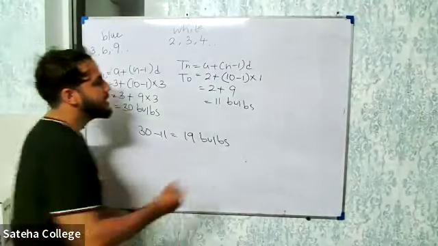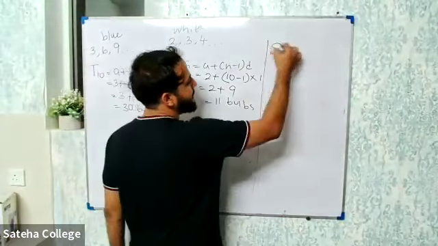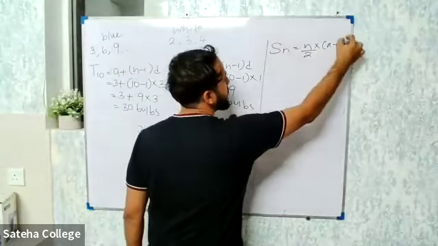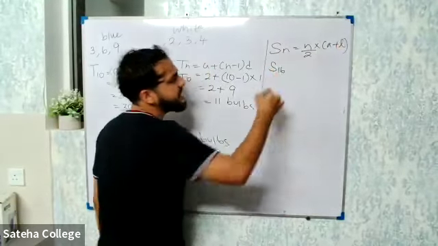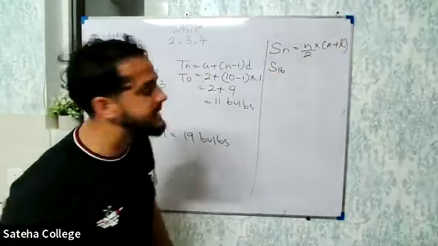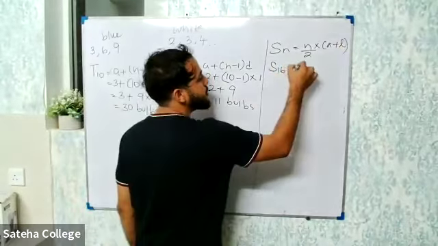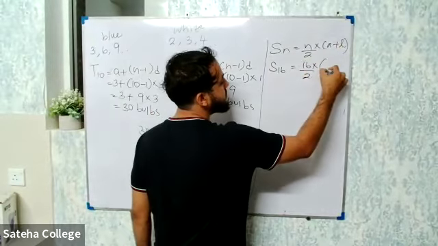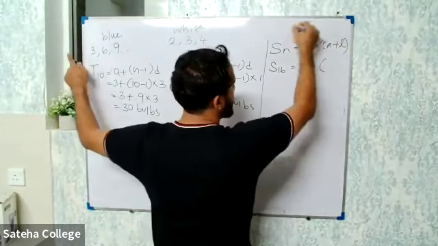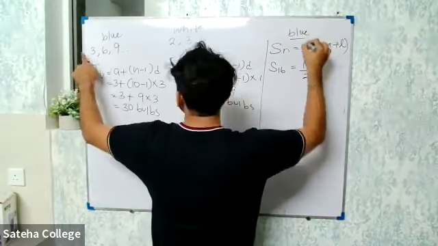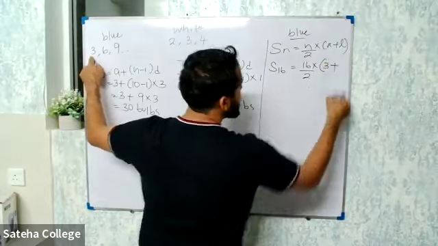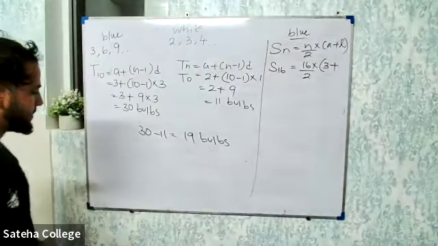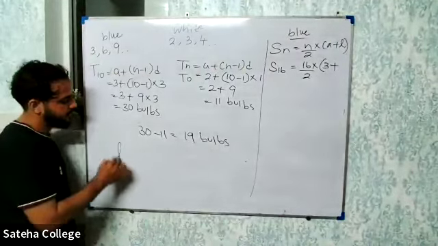Simple as that. So for the blue bulbs, I can apply Sn is equal to n over 2 into a plus l. There are 16 circles in both blue and white. So S16 is 16 over 2 into the first term in the blue color, this is for blue, the first term in the blue color is 3. Then your last term, so then you can find out the last term. I'll find the last term here.